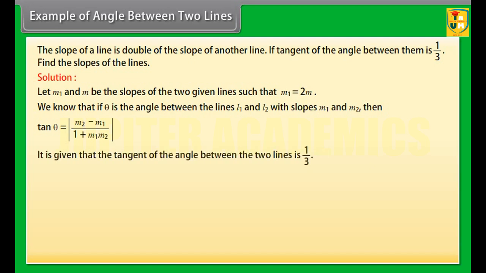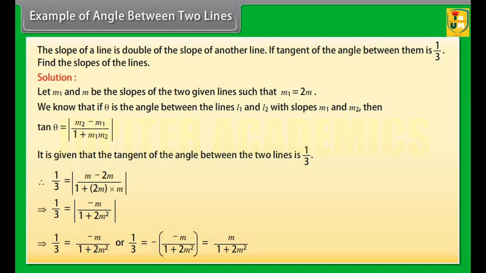It is given that the tangent of the angle between the two lines is 1/3. Therefore, 1/3 = modulus of (m - 2m)/(1 + 2m times m). On solving, we get modulus of m/(1 + 2m squared).